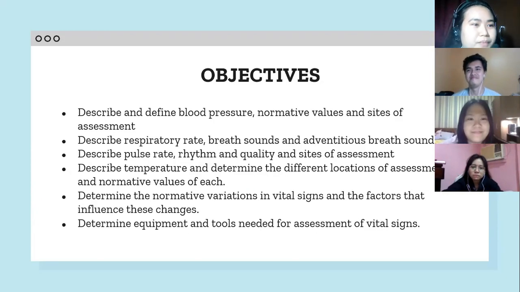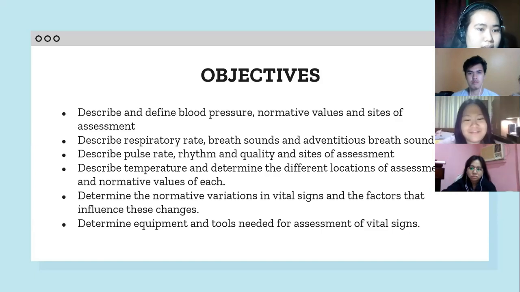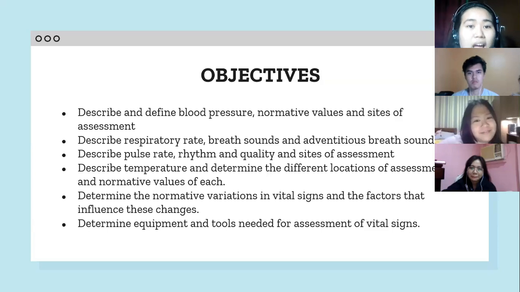For the objectives, after this lecture, you can describe and define blood pressure, its normative values, and the site of assessment. For the respiratory rate, you can now describe the breath sounds and the adventitious ones. You can now define pulse rate, pulse rhythm, the quality, and determine the site of assessment. With temperature, you can point out the different locations of assessment and normative values of each. You can determine the normal variations of the vital signs and the factors that influence these changes. Also, with the pictures that I'm going to provide later, you can determine the equipment and tools needed for the assessment of vital signs.